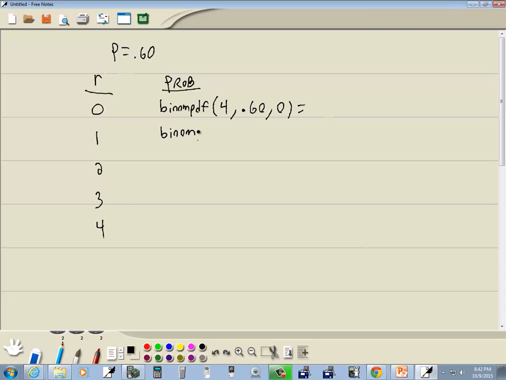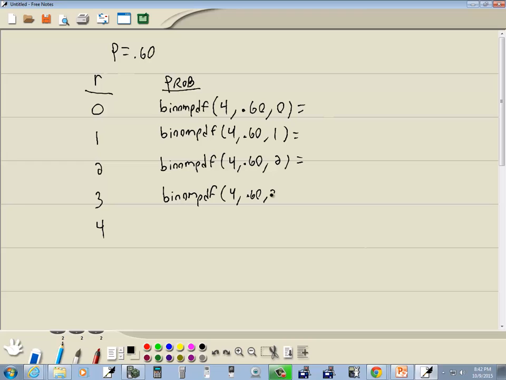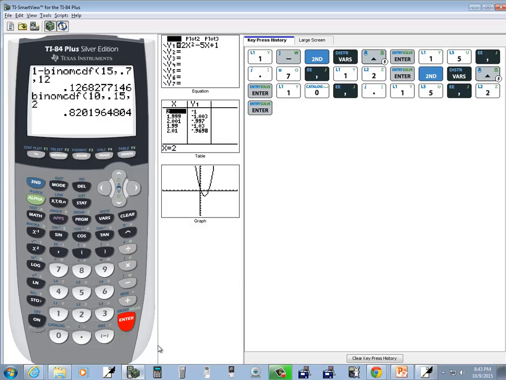And this one will be binomPDF 4, 0.6, 1. And this one will be binomPDF 4, 0.6 and 2. And then binomPDF 4, then 0.60, and then 3. Binomial PDF, and then 4, 0.60, and then 4. So let's go plug these into the calculator now.